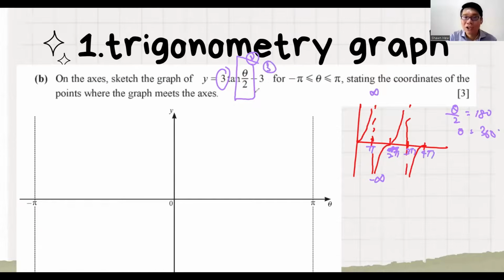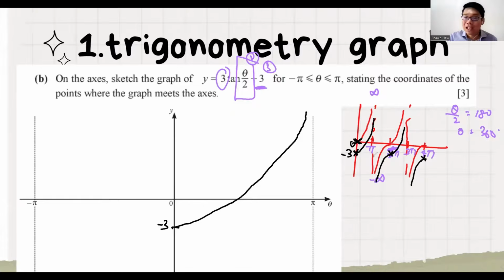At last, the whole graph moves down by 3. Here I go to 3. Here minus 3. Here also go to minus 3, minus 3. Then we extract our info to the graph. So when x is 0, my y is minus 3. And then pi here is an asymptote, so I go out.